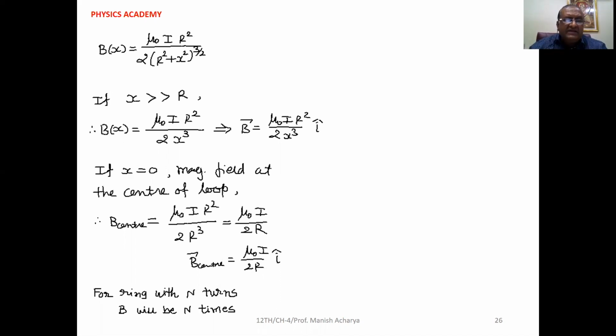Now, in case of a ring, suppose we take the fingers in the direction of the current. Here the current is taken in this direction like this. So if you place the fingers in the direction of the current, then automatically your thumb will point in the direction of the produced magnetic field. Clear to all of you?